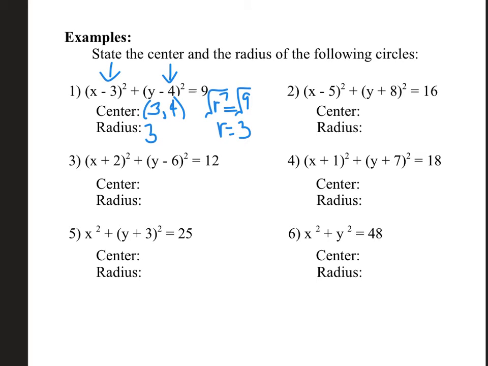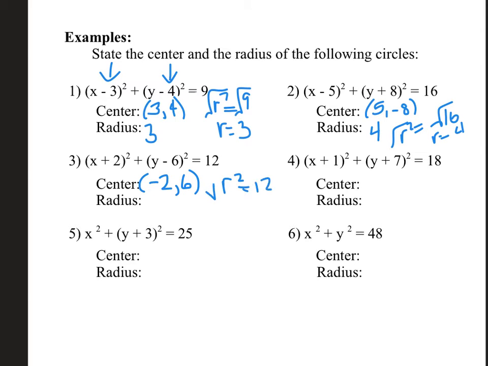So for this one, the center is at 5, negative 8, and the radius is 4, the square root of 16 is 4. So for this one, the center is at negative 2, positive 6, and then r squared is 12, so if I take the square root, r is the square root of 12.